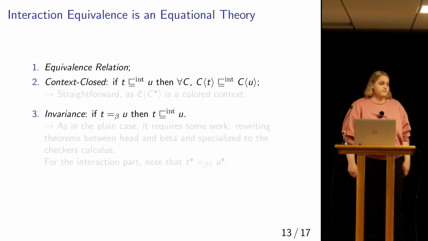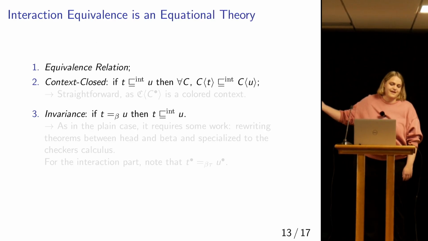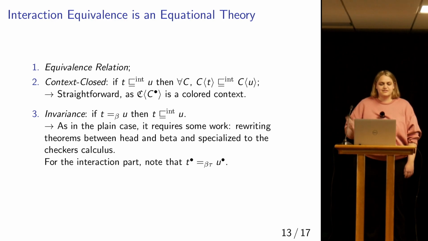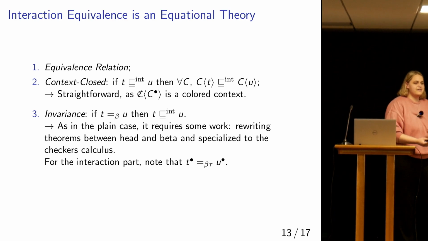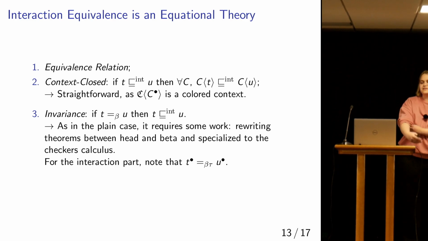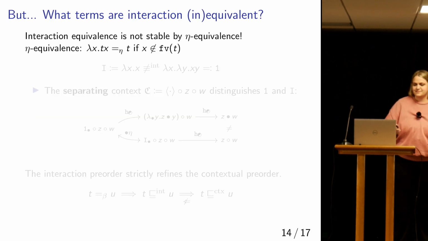So this is the definition of interaction equivalence. It is an equational theory. It's really easy to see that it's an equivalence relation. It's context closed. Colored contexts are stable by composition. Invariance, again, is a bit more complicated, just because it's not easy in the first case. It requires some rewriting theorems. And the key point is that, of course, if I paint my term black and I could reduce it without painting it, it will still be a silent step. If it's all black, I can only do silent steps.